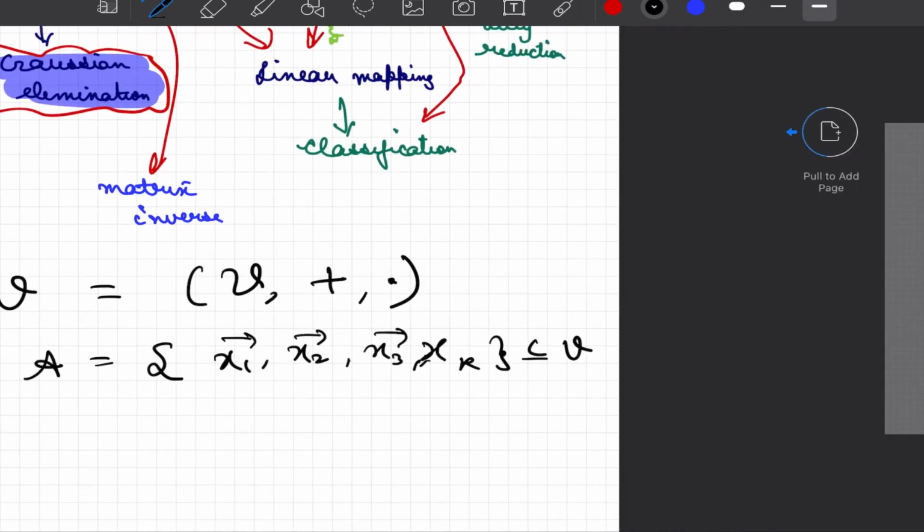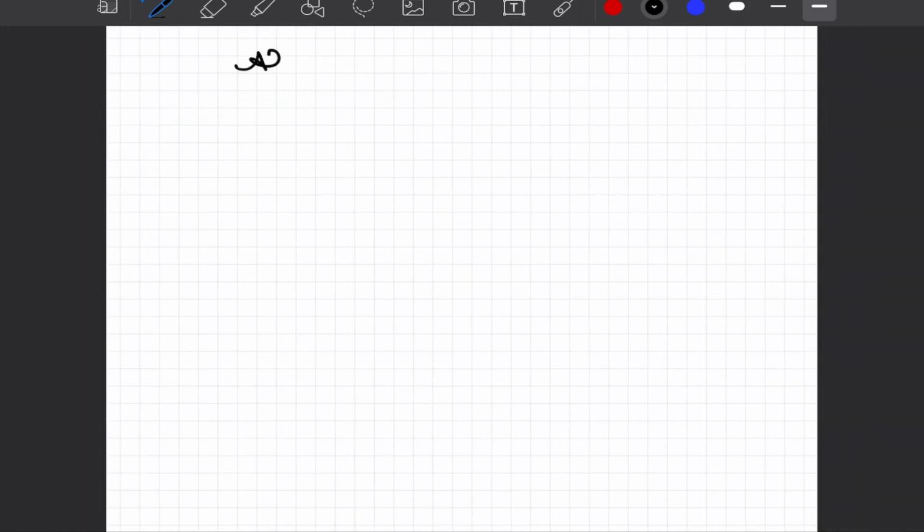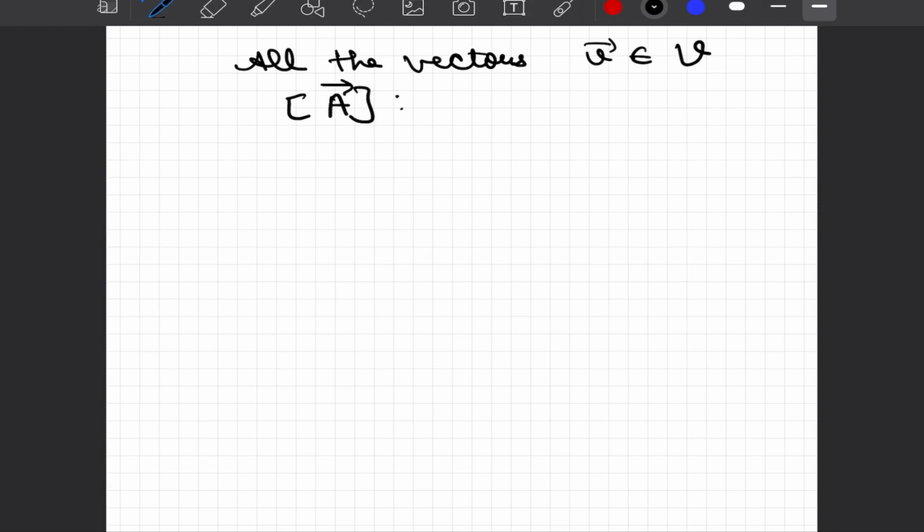Now we say that, and this is important, all the vectors present in the space V, belonging to capital V, let us say there is any vector denoted by small v which is part of our n-dimensional vector space. If it can be represented as a linear combination of the various vectors that we have in A, we say that the collection of such vectors is the span of the vector space.